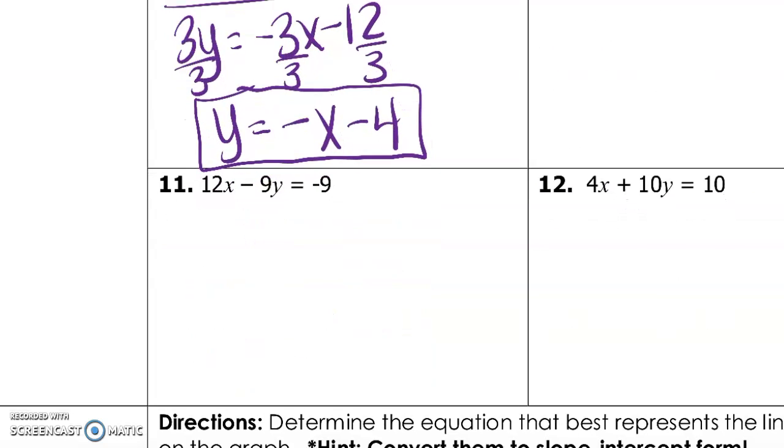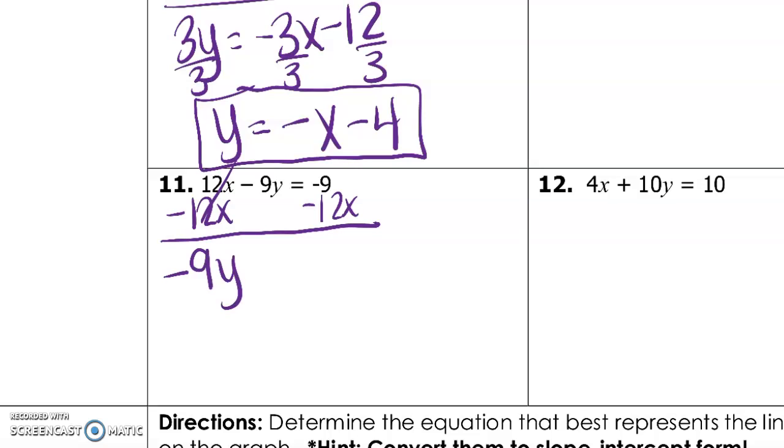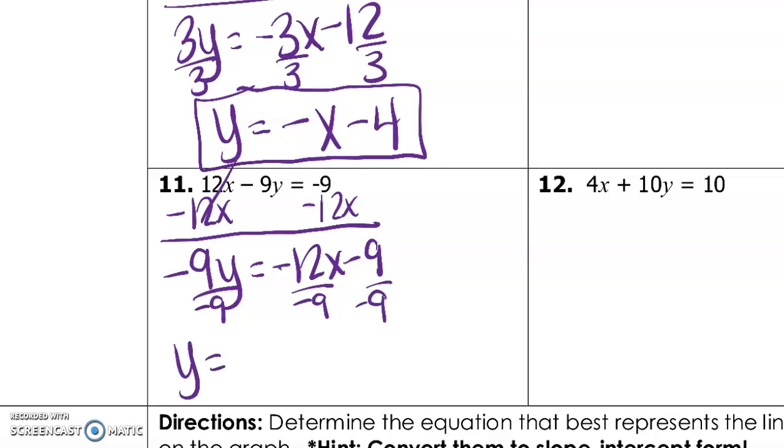Number 11, subtract 12x. So negative 9y equals negative 12x minus 9. Divide everything by negative 9. Y equals, negative divided by negative is positive. That simplifies to 4 over 3 x. Negative 9 over negative 9 is positive, so plus 1.